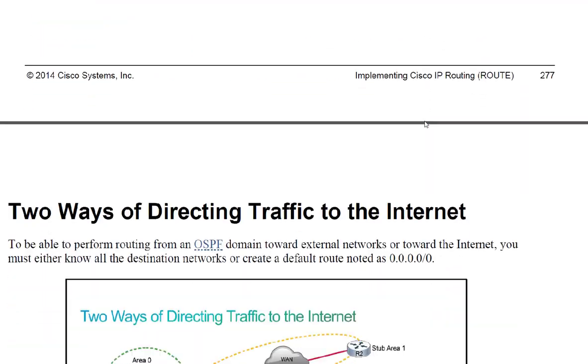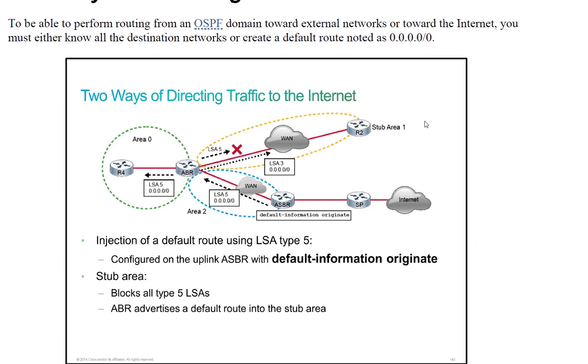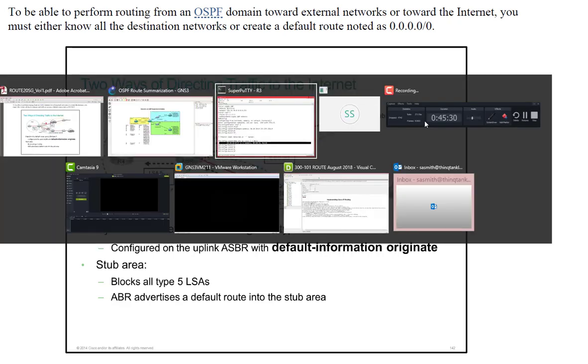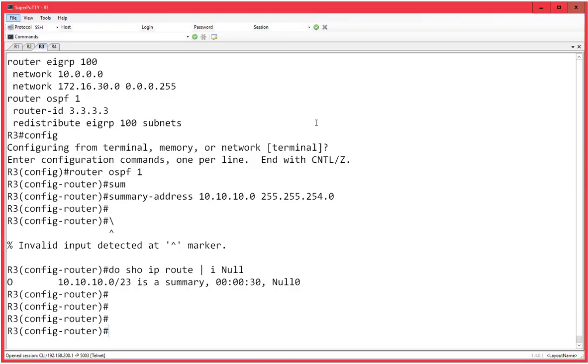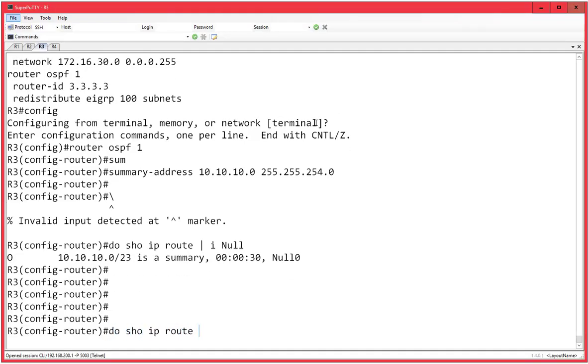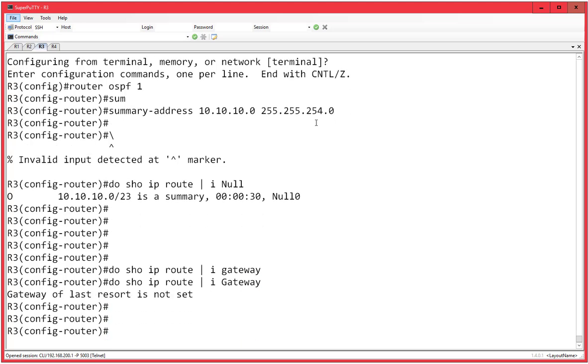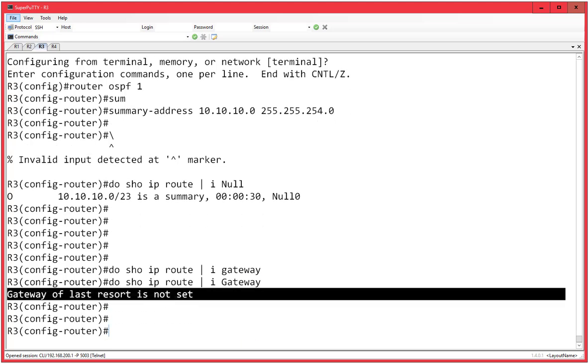Another concept that's important to understand is the concept of how we direct traffic to the internet. Typically, we're directing traffic to the internet using some sort of default route, right? Maybe we have some internet connection on router 4 in our backbone area, and we want to make sure that we're injecting a default route into our autonomous system. If I come over to my router here, and I do a show IP route, include gateway, you can see that the gateway of last resort is not set, meaning that I don't have a default route in this particular router. In fact, I don't have a default route anywhere in my entire enterprise.